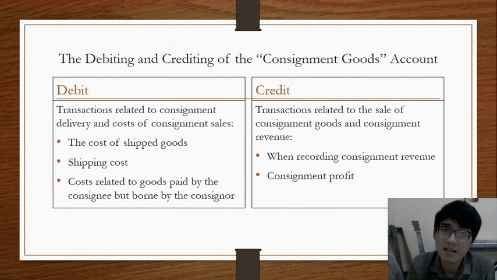This is the debiting and crediting of the consignment goods account. On the debit, we put all the transactions related to consignments, delivery, and cost of consignment sales, such as the cost of shipped goods, shipping costs, and costs related to goods paid by the consignee but borne by the consignor. And on the credit, we put all the transactions related to the sale of consignment goods and consignment revenue, like when recording consignment revenue and consignment profit.